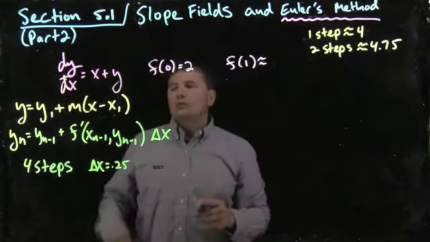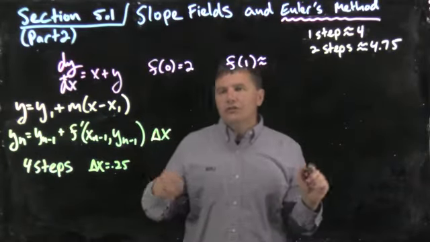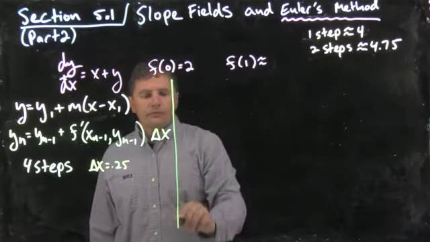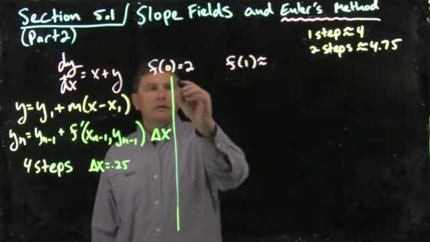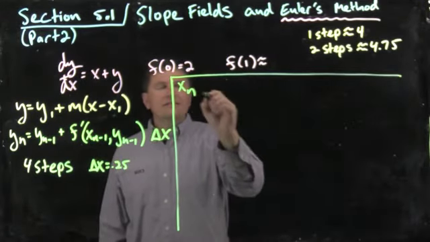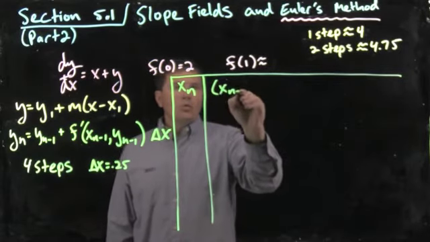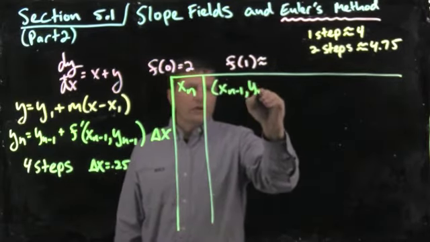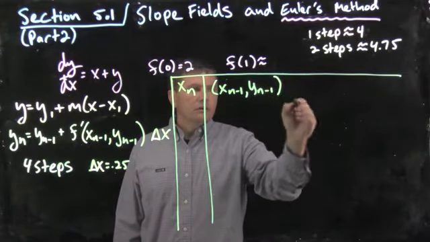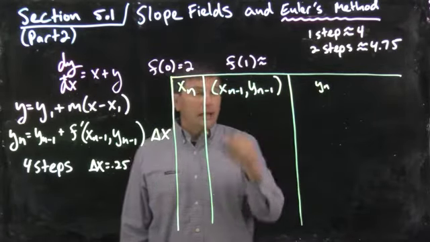Okay, now, here's the deal. You can organize how you want. I like to use a table because it really helps. Okay, so I'm going to make a little table here. All right. So we're going to have x sub n. I like to put the preceding point here because otherwise you kind of can get confused between the two. Okay, and this is where we're going to get our y sub n. This is where we're doing the calculation.